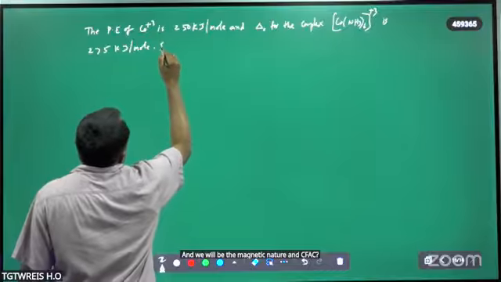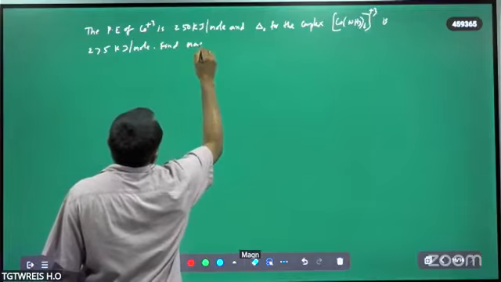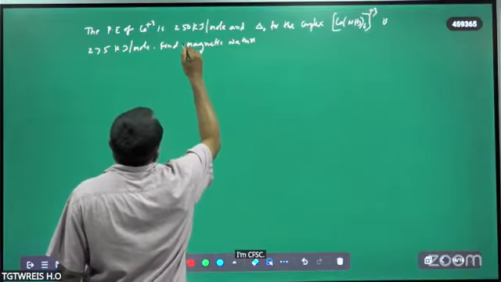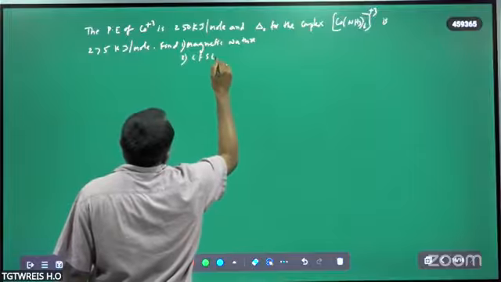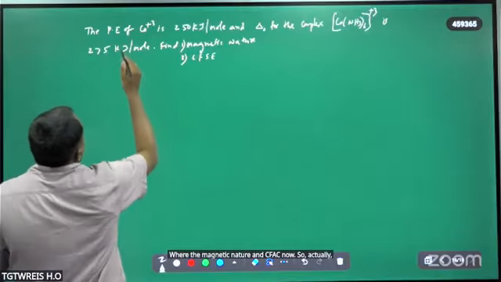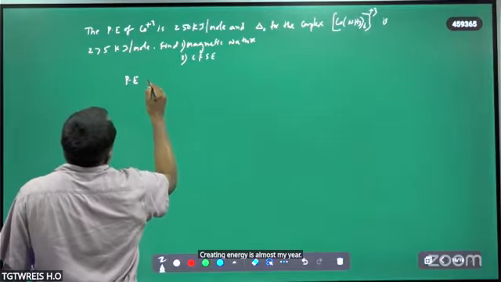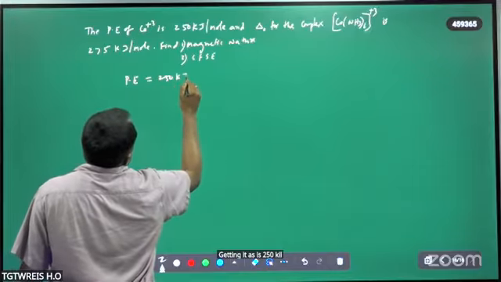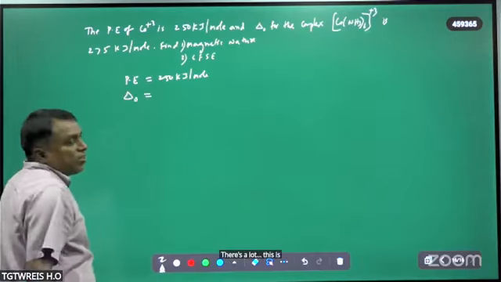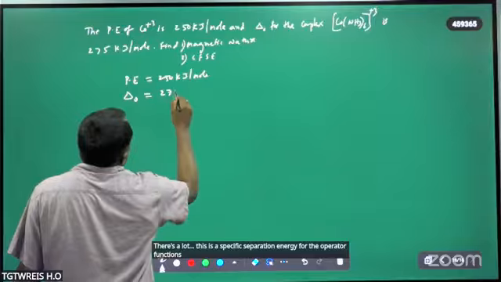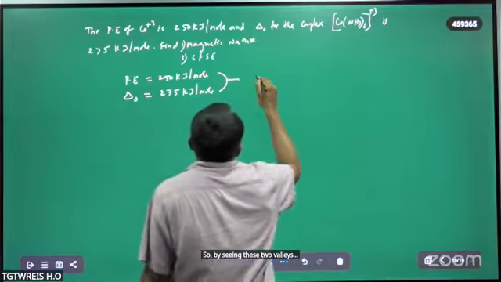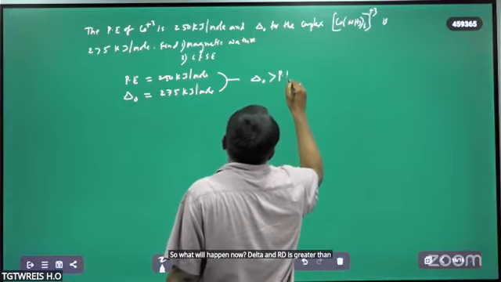So find the magnetic nature and CFSE values. Actually, the pairing energy is 250 kilojoules per mole, and delta naught, the crystal field splitting energy for this complex, is 275. By seeing these two values, what will happen now? Delta naught is greater than the pairing energy.